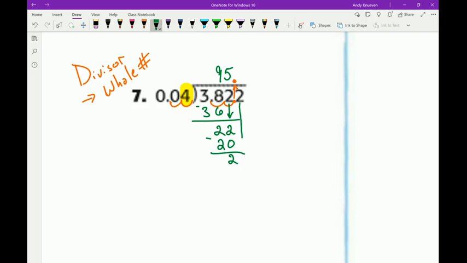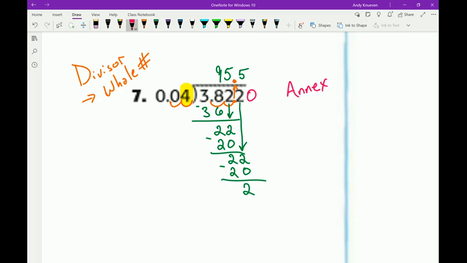I'm going to bring down this next 2, and I get 22 again. Well, 4 goes into 22. We just did that. That's 5. 4 times 5 is 20. I subtract, we get 2. So at this point, there are no longer remainders in our answers. We have a decimal already. So here's where we need to annex a 0, right?